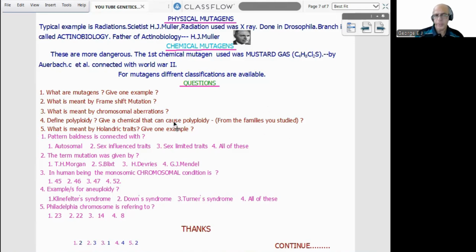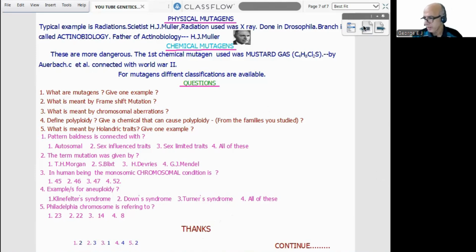After that, the usual 5 theory questions, then 5 NEET model questions with the key. We will normally require one more episode because we have to study other mutations. Again, important from the exam point of view.